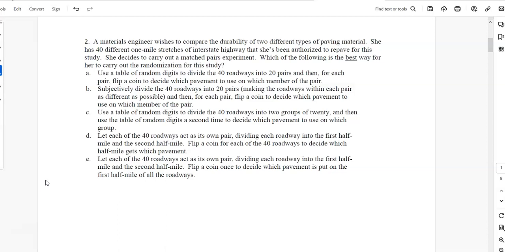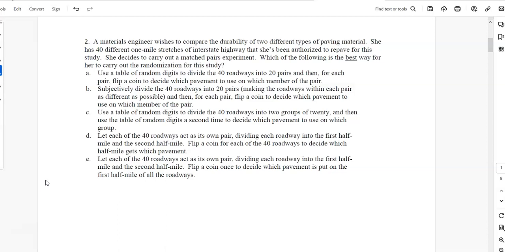Number 2, a materials engineer wishes to compare durability of 2 different types of paving material. She has 40 different 1-mile stretches of interstate highway that she has been authorized to repave for the study. She decides to carry out a matched pairs experiment. Which of the following is the best way for her to carry out her randomization for this study? So she's going to do matched pairs with a highway, right?